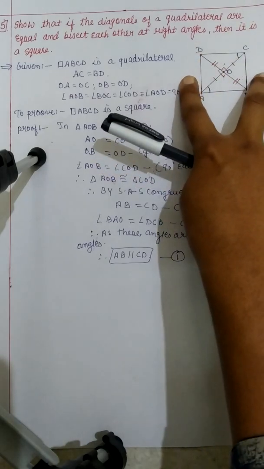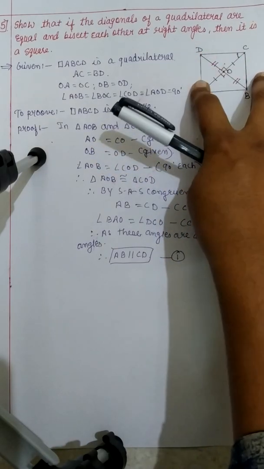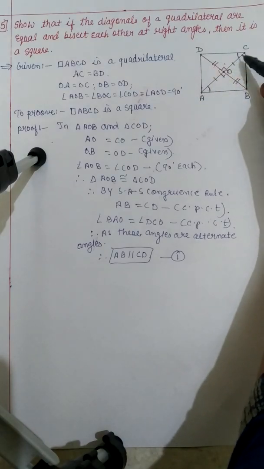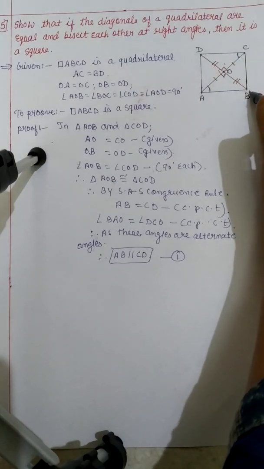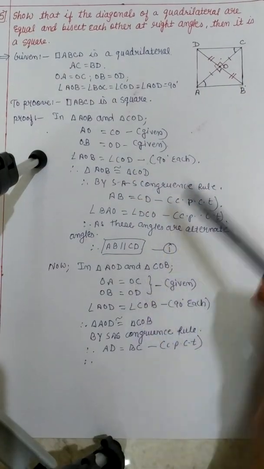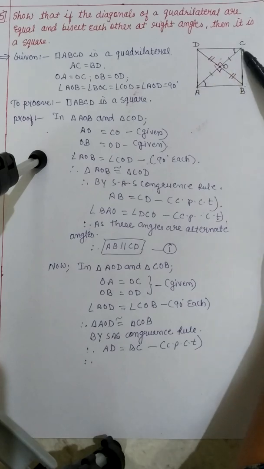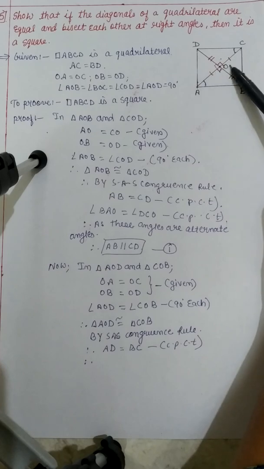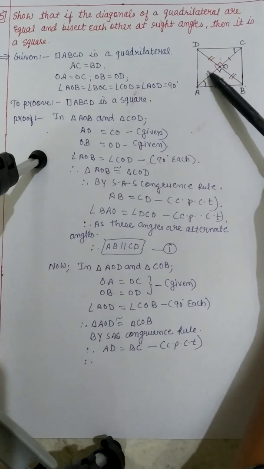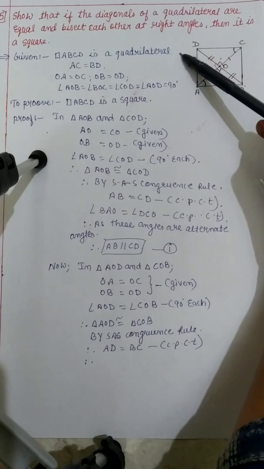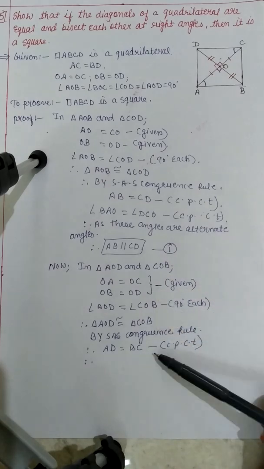Similarly, I can prove this another side also by proving the congruency in the triangles AOD and COB. Let's prove the congruency by the same method. So you can observe, once again I have taken congruency in triangle AOD and COB. OA is equal to OC, OD is equal to OB, and these two 90 degree each are vertically opposite angles. So therefore by SAS congruence rule, these two triangles are congruent to each other. And by CPCT, I can take AD is equal to BC, that I have already done.